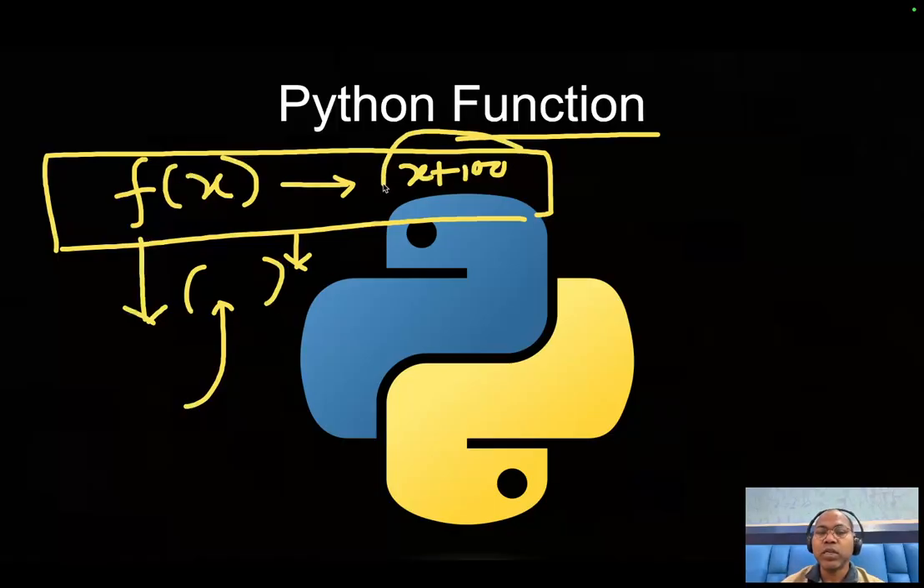This is the business logic. They want to perform plus 100. They need the input, so some function can require input. Once the input is done, they do some calculation and return the output. So these are the basic rules.